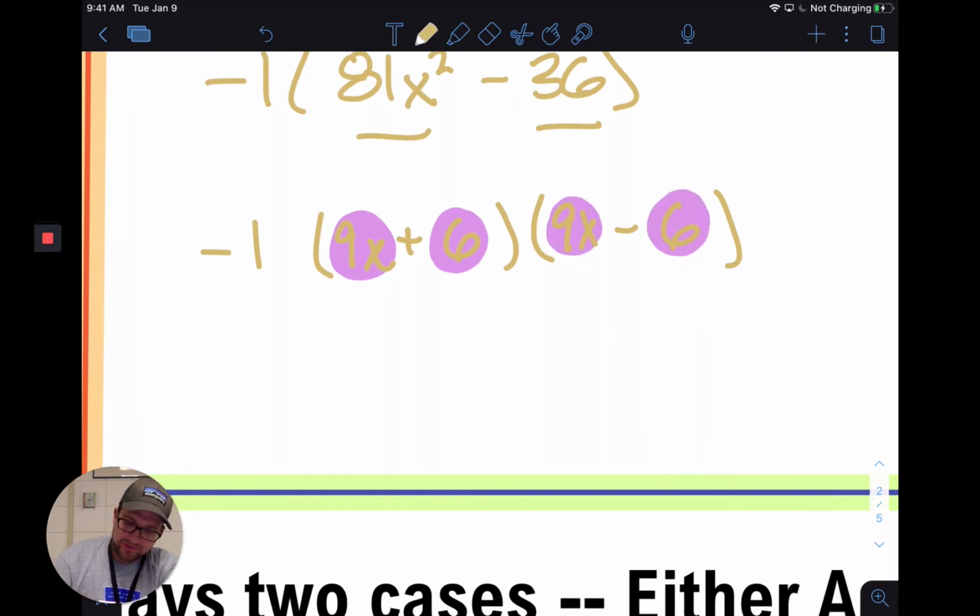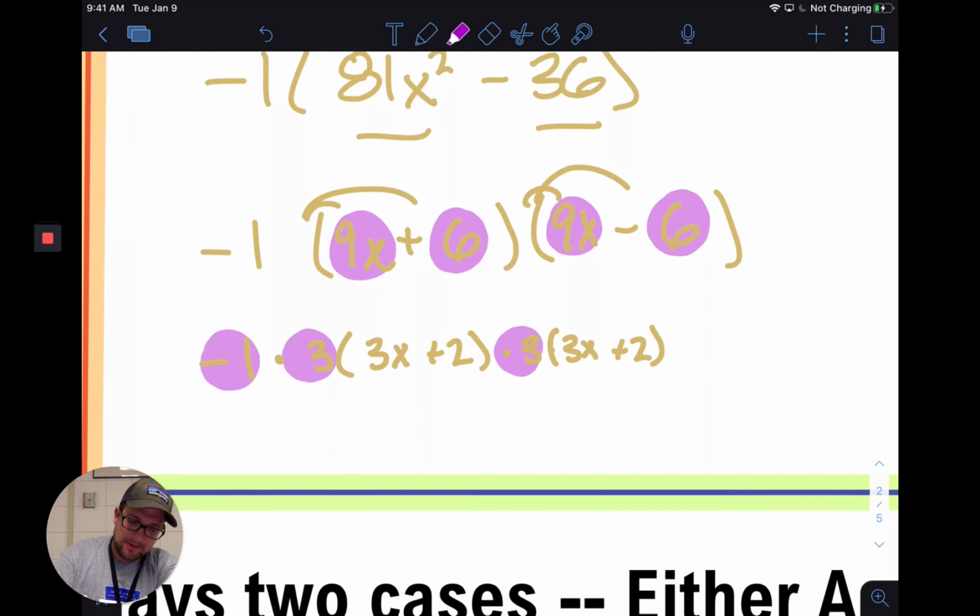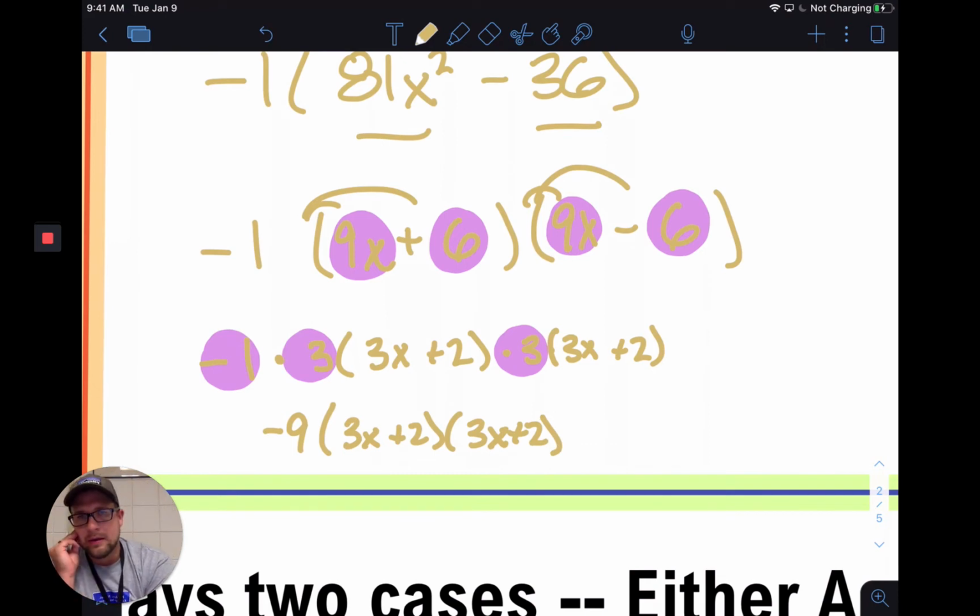So if I were to actually factor that, I would have negative 1 times 3 times 3x plus 2, and then times 3 times 3x plus 2, right? I've pulled that 3 out of each of those two terms and kind of placed it in front. Now, these numbers are all basically the same here, same kind of number. Those can all be multiplied together, so I will have a minus 9 sitting out front, and then I'll have 3x plus 2 times 3x plus 2. Now, that's a little unique.